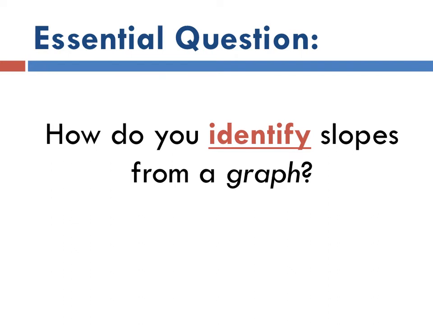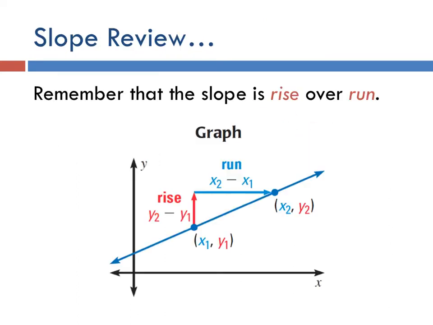Alright, so for this video, we're going to look at how to identify slopes from a graph. Remember that the slope is the rise over run, so we're just looking at the vertical distance and the horizontal distance to get from one point on the line to the next.